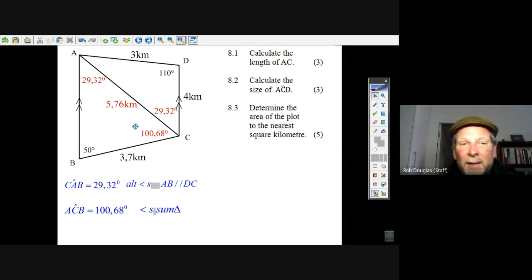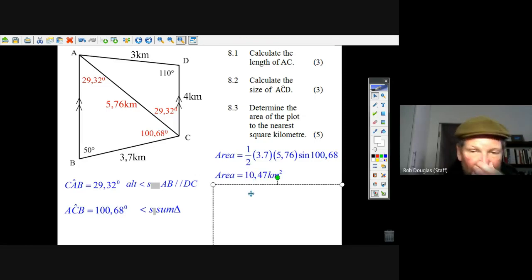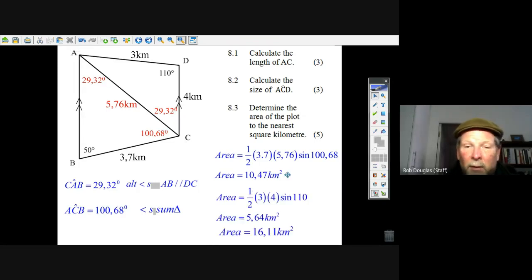Why do I need that? Because if I've got two sides, I need the angle in between. That's why I did those two things. If I've got two sides and the angle in between, I can just multiply them together: a half times the two sides times the sine of the angle. That's going to give me the area, and I get 10.57 square kilometers.